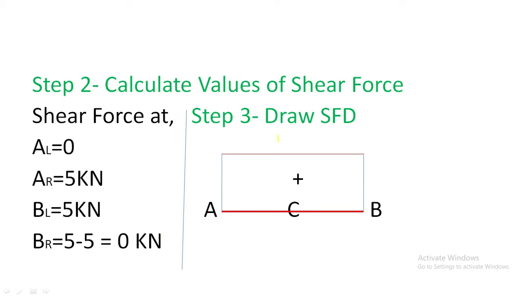The next step, number 3, is to draw SFD and BMD. While drawing SFD and BMD, first draw the baseline A, C, B. Then A of left has 0 and A of right has plus 5, so for plus 5 draw a vertical line above the baseline. B of left is also plus 5, so at B of left the plus 5 vertical line should be drawn. Now in between A and B there is no force, so they should be joined by a horizontal line.